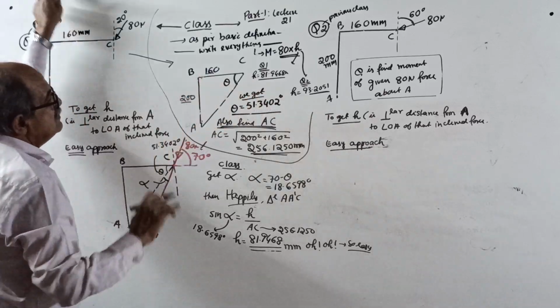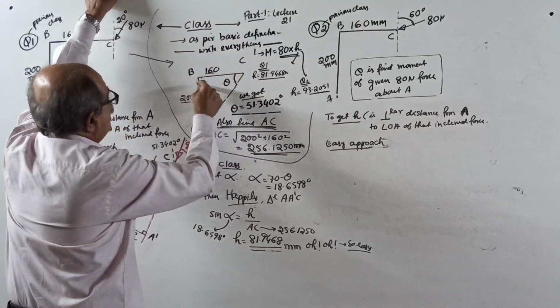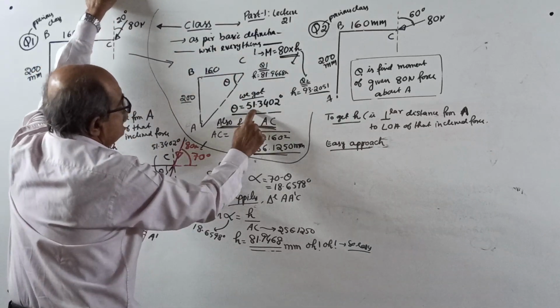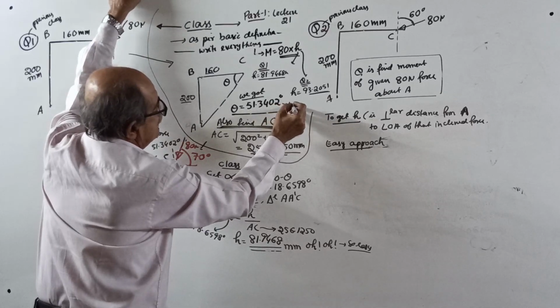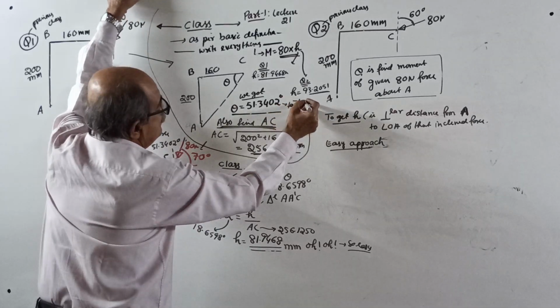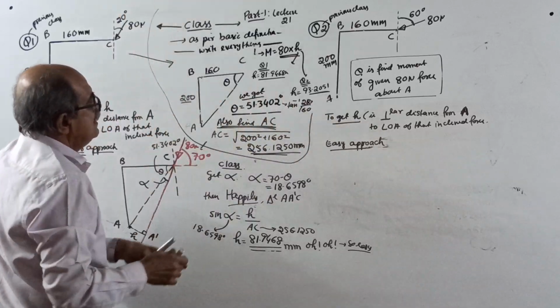You already know it. I won't waste time now. Or write if you want. Tan theta equal to 200 by 160, 51.34. Okay, everybody, how did I get it? Tan inverse of 200 by 160. Okay, we got the angle theta.